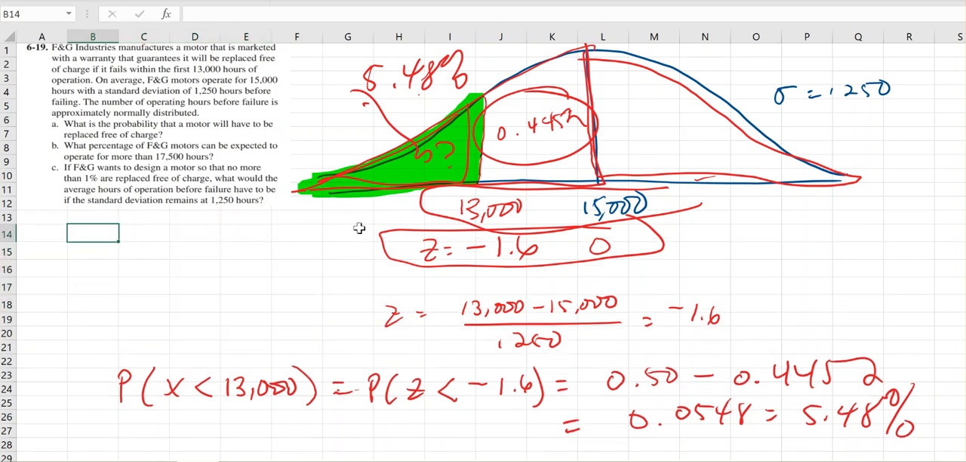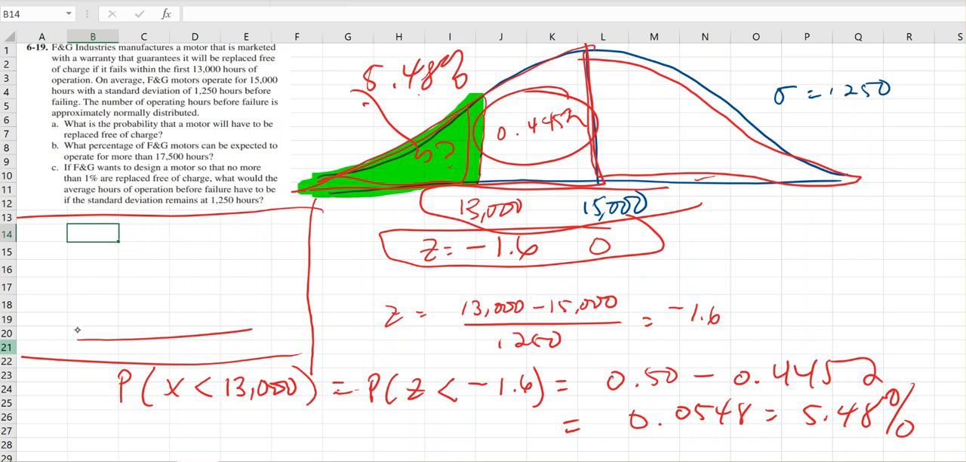So Excel gives you the area differently than the table gives you. What Excel does is it does this, cordon that off. It gives you the area from the far left tail all the way up this way. So if you put in 0, it's going to give you 50%. If you put in 3.99 or 3.09, it's going to give you about 99.99% or almost 100%, right? So it starts from the left tail and rolls to the right, and that's what that does.